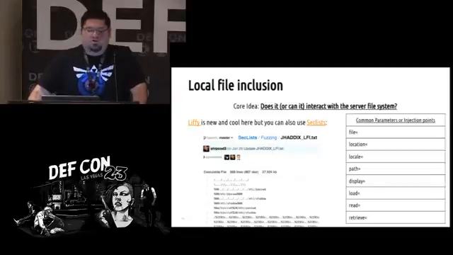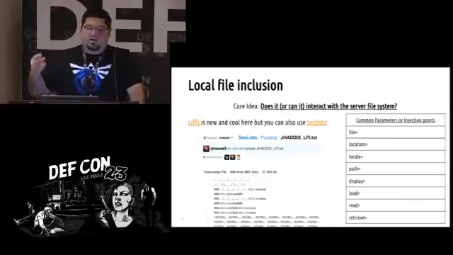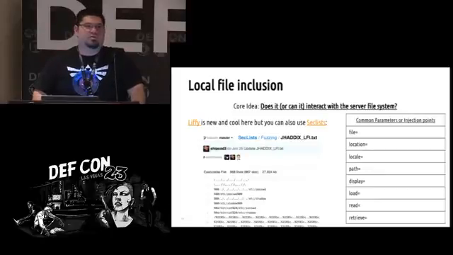Common parameters or injection points for this type of stuff, you would think of this, but it's good to have it in a list. So file, location, locale, path, display, load, read, or retrieve. These are the most common parameters that you'll find those in.